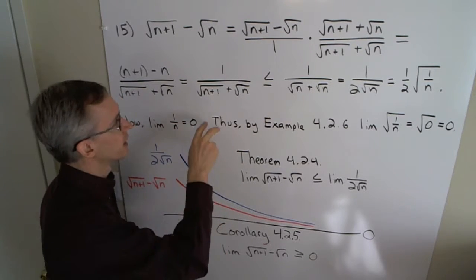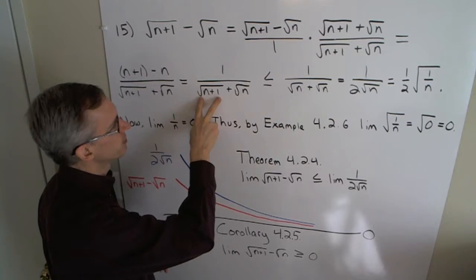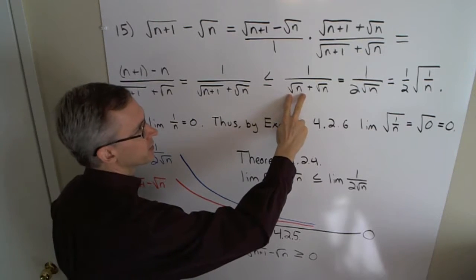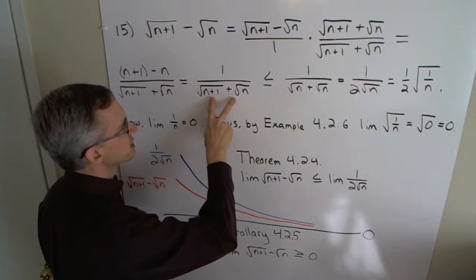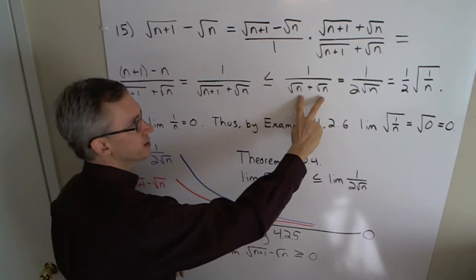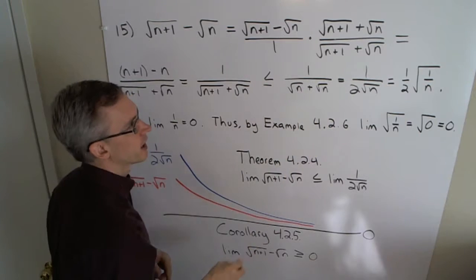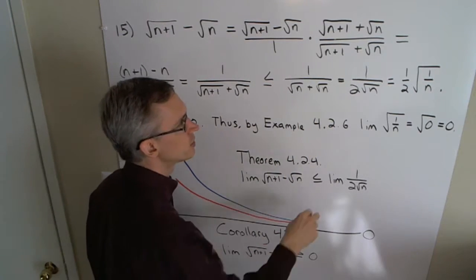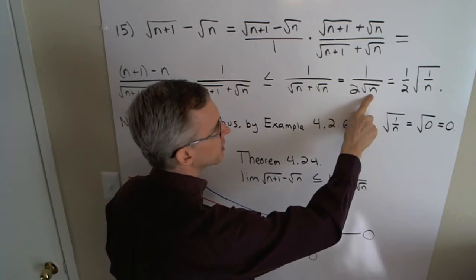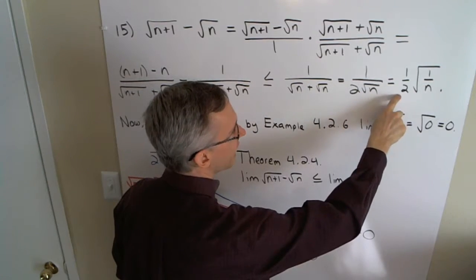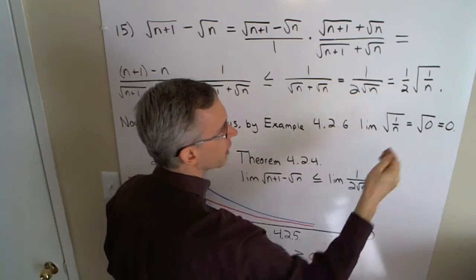Now we know for all n, since the square root of n plus 1 is larger than the square root of n, this expression will be smaller than this one. Consolidating the denominator, we have 1 divided by 2 times the square root of n, which equals 1/2 times the square root of 1 over n.